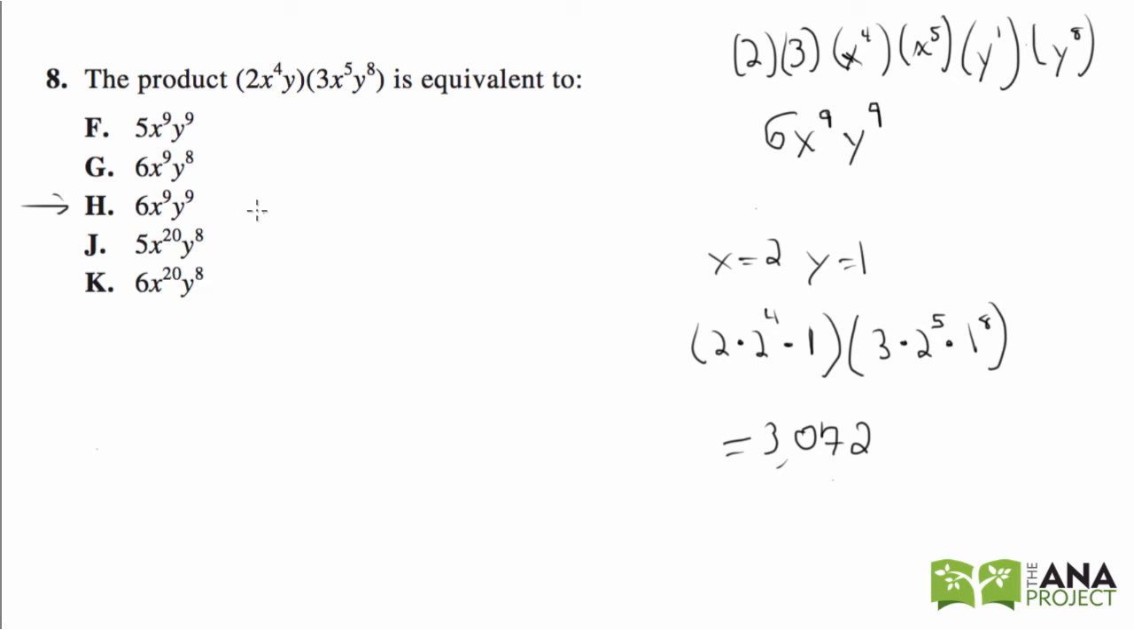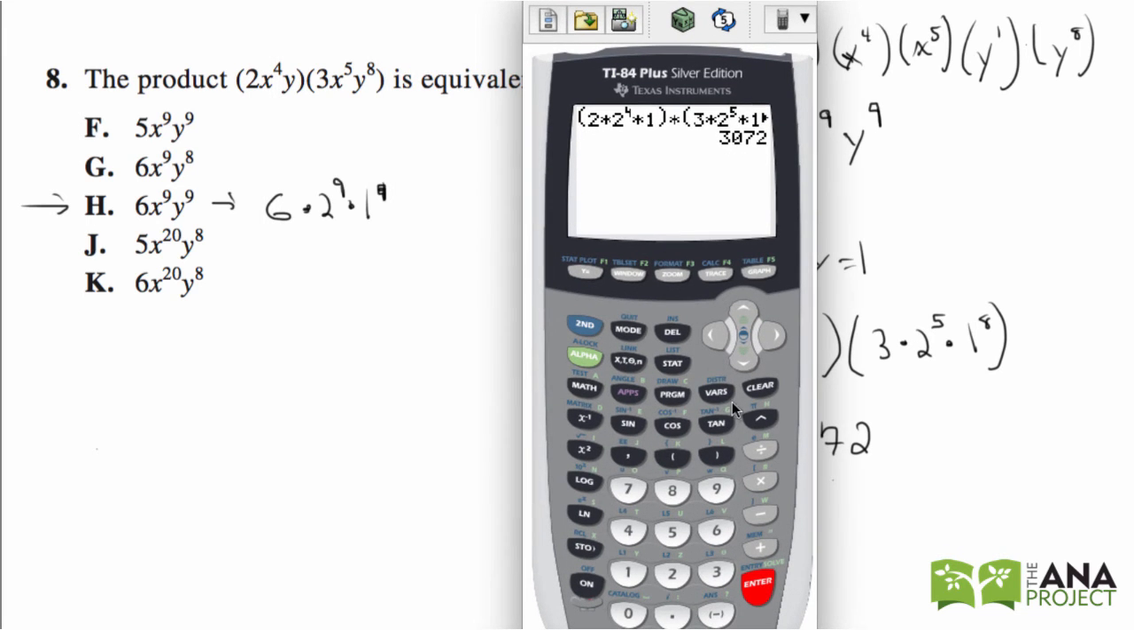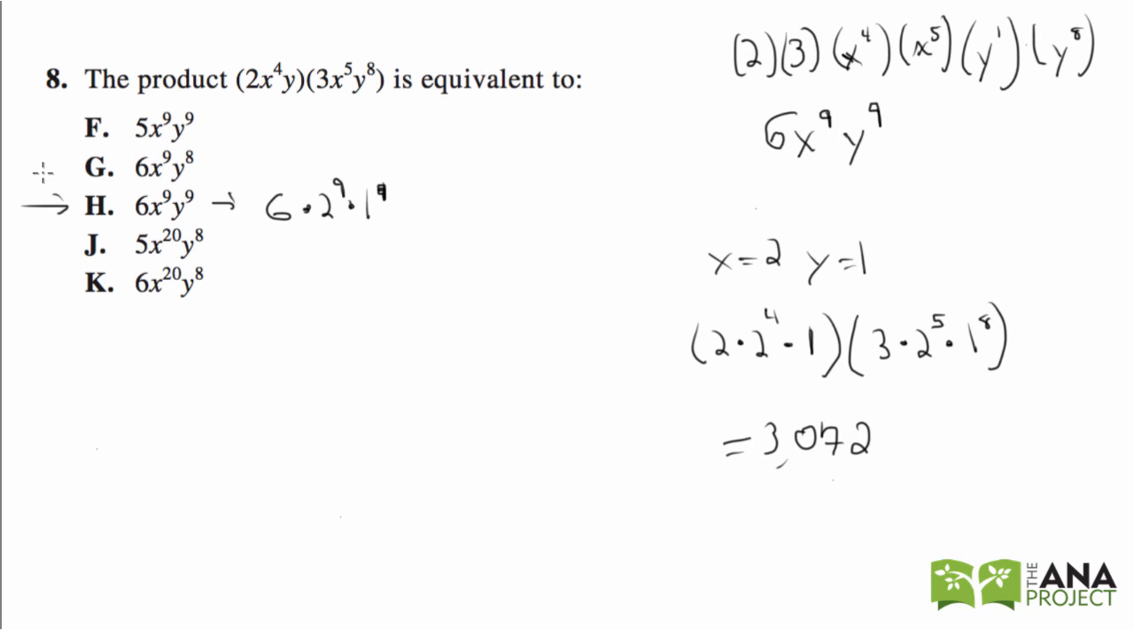We know it's H because we just did it the regular way. So this would just be 6 times 2 to the 9th times 1 to the 9th. We could just put that in our calculator. 6 times 2 to the 9th, which we don't even need to multiply by 1 to the 9th because that's just 1. So that's 3,072. So the right answer is H.